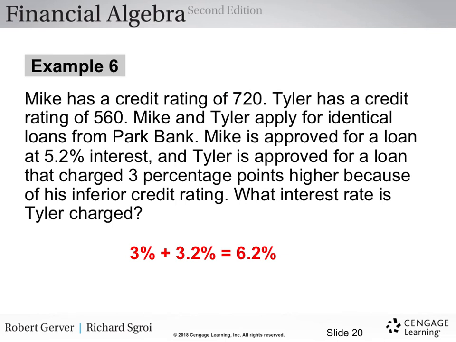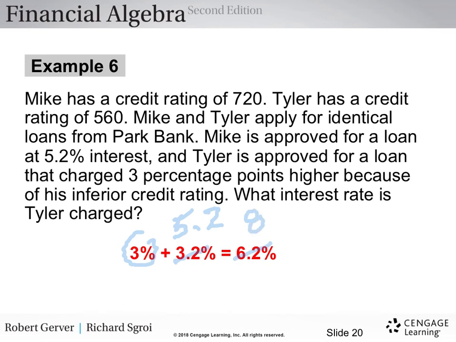All right, so let's look at what transpires here. Tyler is approved for a loan 3 percentage points higher, so that's an additional 3%. Now, I made a mistake here. This wasn't 3.2%. This should have been 5.2%. Now, if it's 3% higher, it's going to be 8.2% that is his interest.